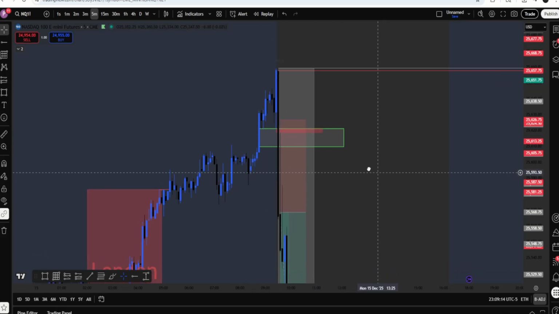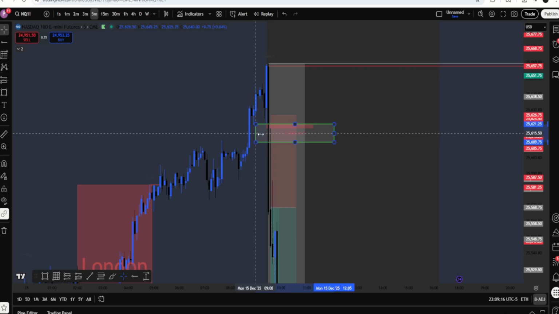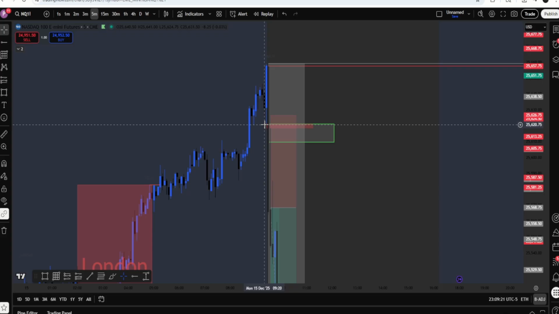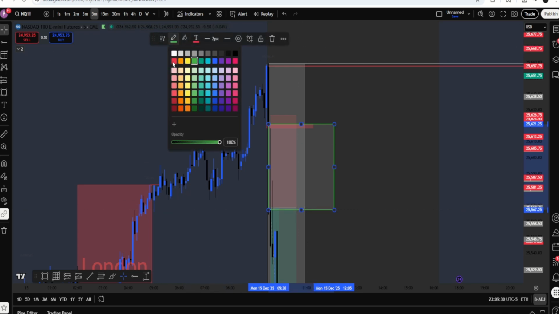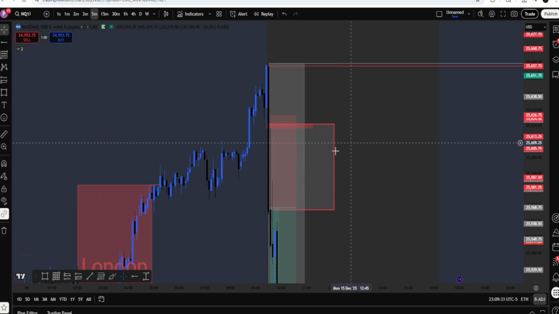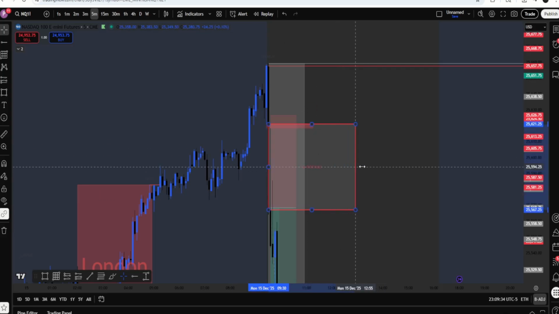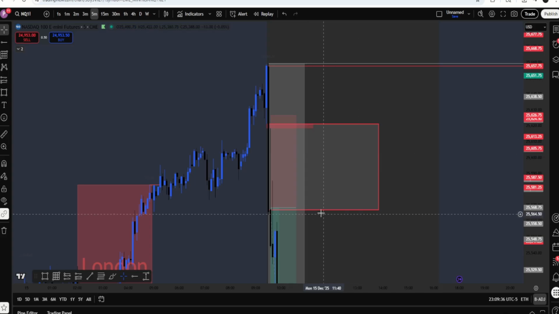What is the inverse fair value gap? The inverse fair value gap is from this candle. From the start of this wick right here, this blue one, all the way down to right here, it made a bearish fair value gap. This is a giant 5-minute inverse fair value gap. Now, what happened to this? What happened to this fair value gap?